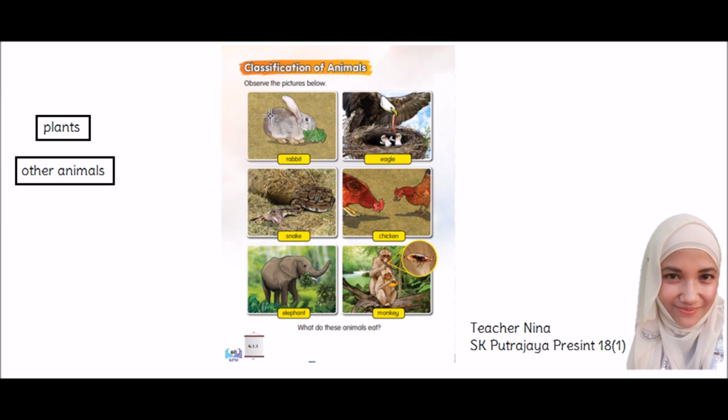The first one, the rabbit. What is the rabbit eating? Is it eating some plants or other animals? What is that? Yup, it's some kind of a vegetable. So, the rabbit is eating plants.